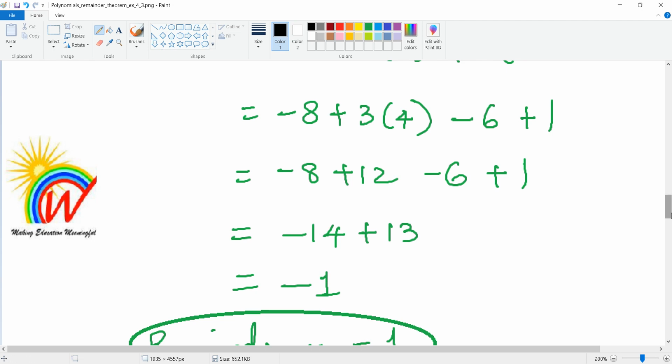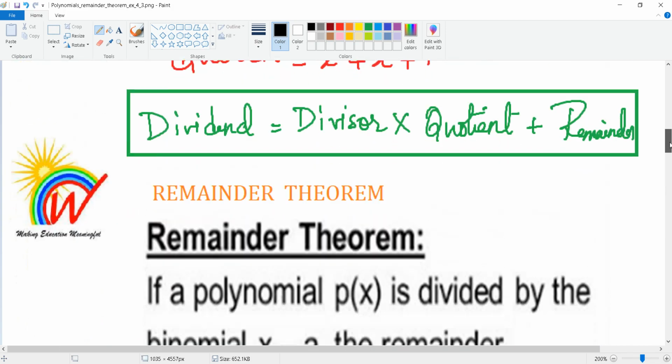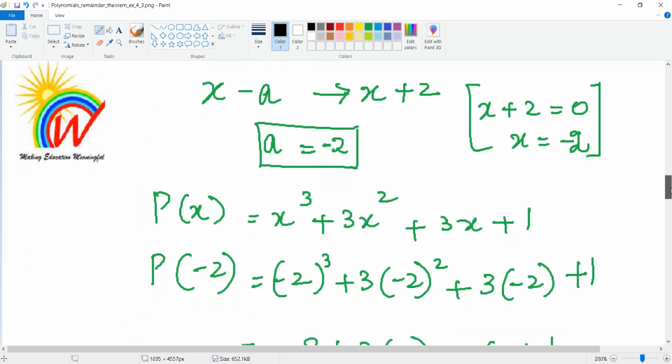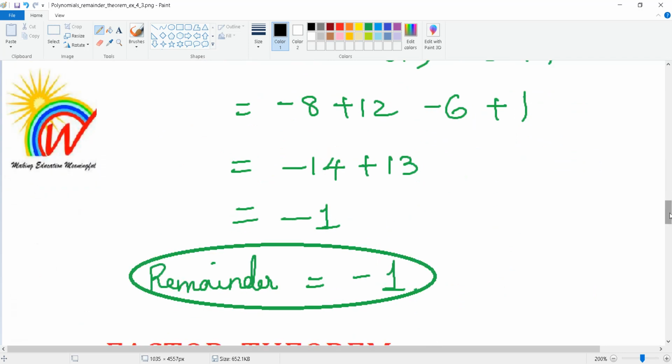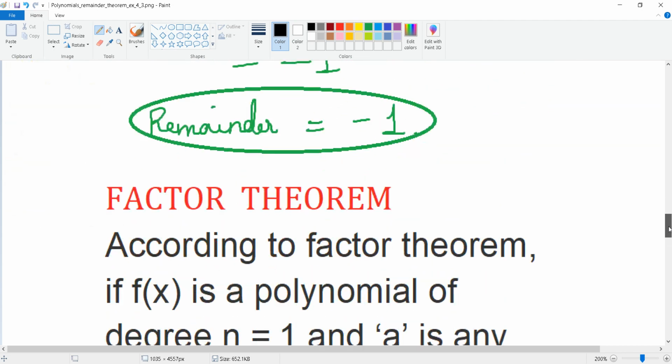So this is what I got even using the long division method also. Right? So instead of using the long division method, this is another way of finding the remainder. Okay, so if in a test, they specifically tell you to find the remainder using the remainder theorem, you have to follow this. Okay, all right, now come to factor theorem.